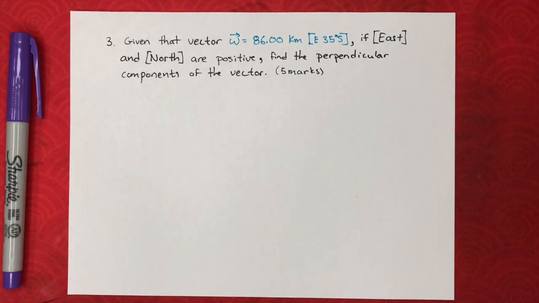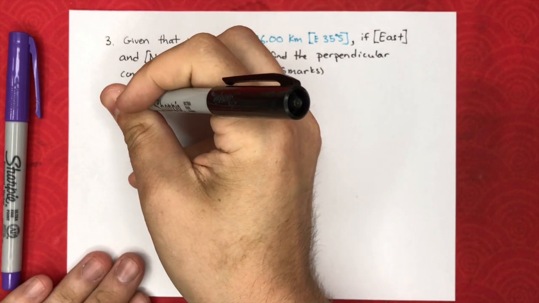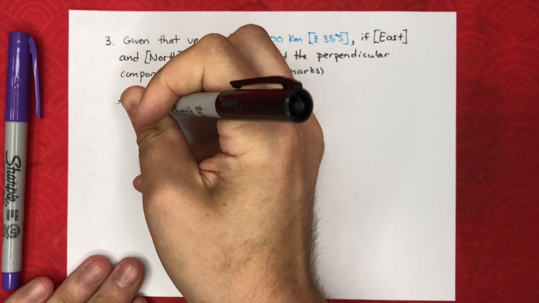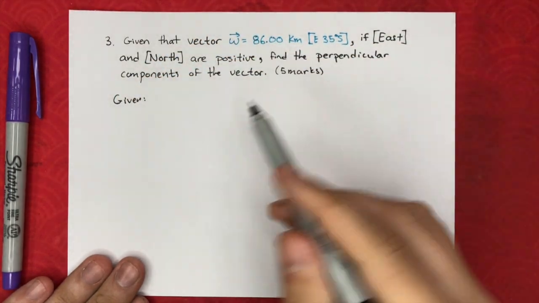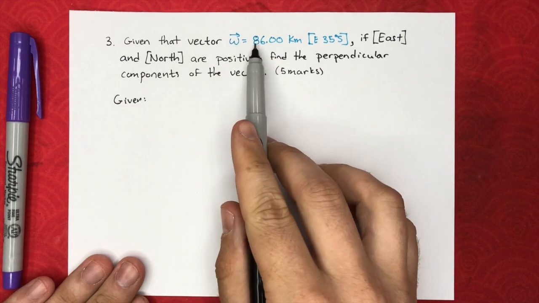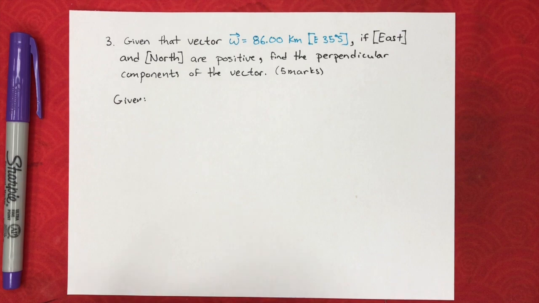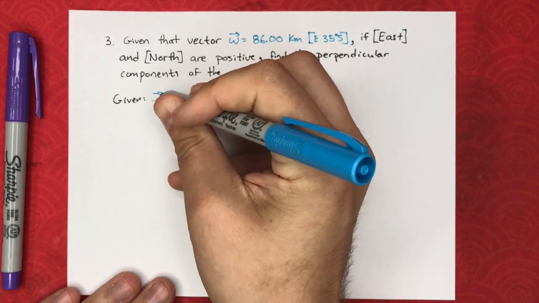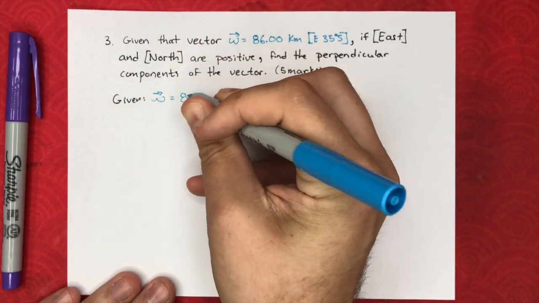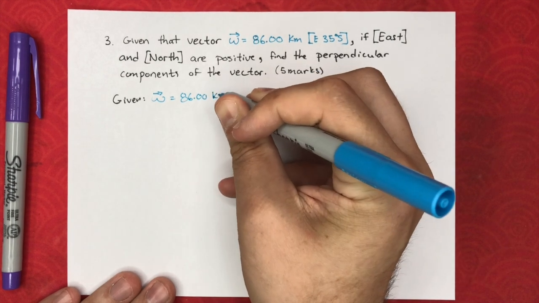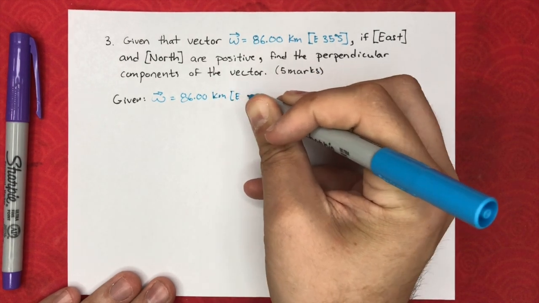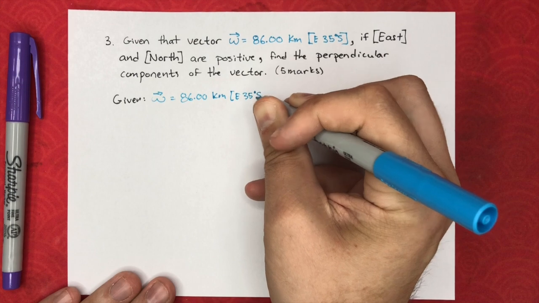Hello everybody. Today we're going to be resolving a vector into its given components. In order to do this, we're going to be using the GRASS method. The very first thing we're going to do is write down what we are given in this question. The first thing that we notice is that the vector W is equal to 86.00 kilometers east, 35 degrees south. So we're given W as a vector equal to 86.00 kilometers east, 35 degrees south.